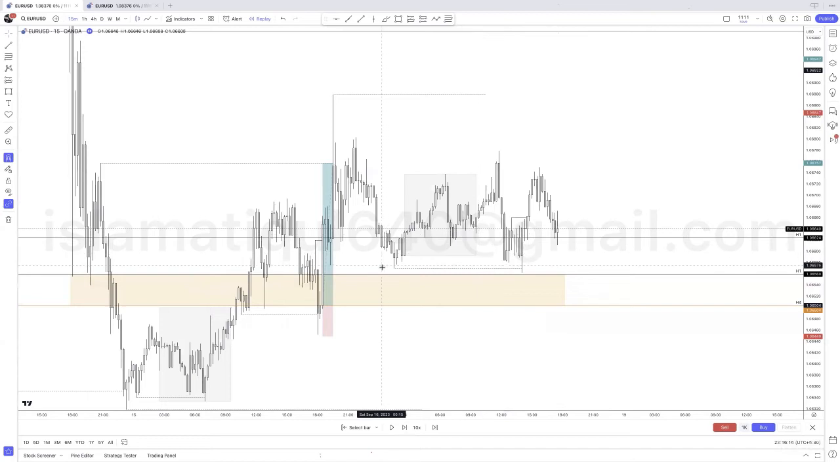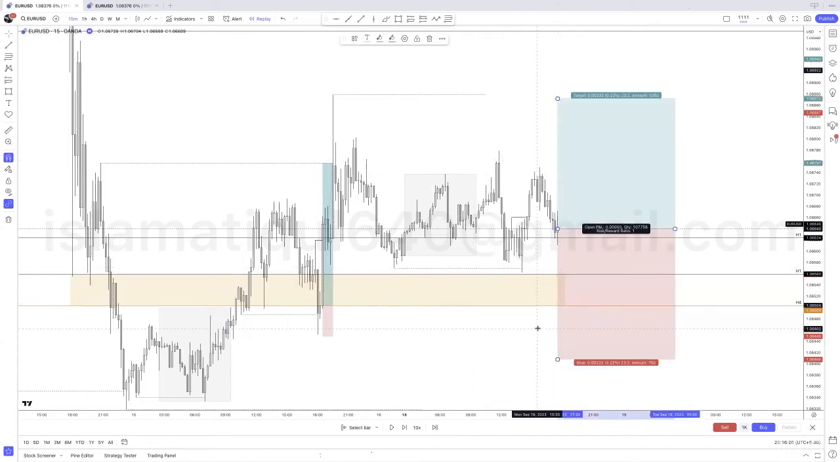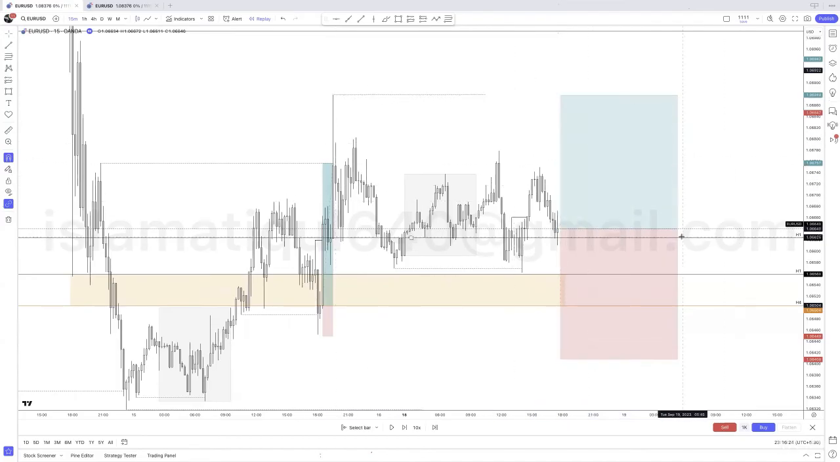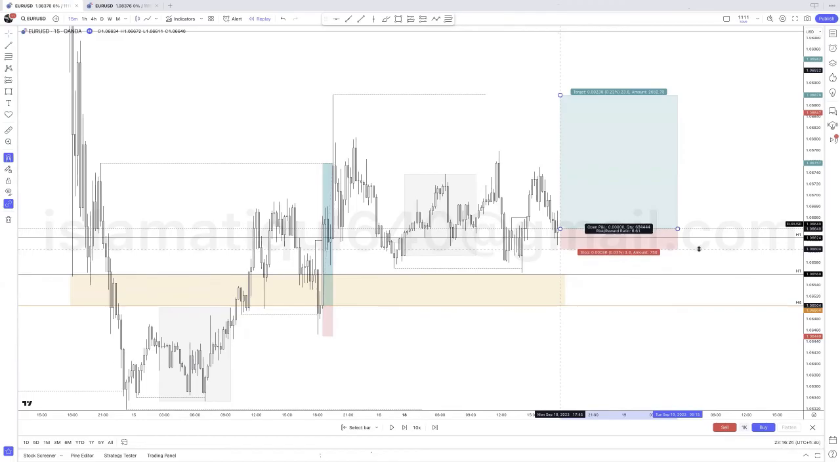Now we know after taking out sell stops, they could move into buy stops. So yes, if we take a buy here, you guys know where to target now, right? All the way up here. Stops can go right below this. Gonna have a good one.